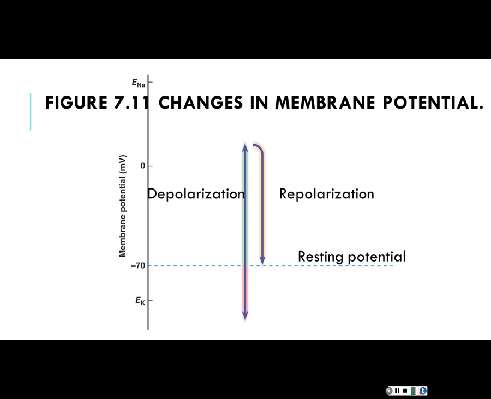We also concluded that cells can undershoot the resting membrane potential. What is that phase called? Hyperpolarization. In hyperpolarization, the polarity is more negative than it was at rest.